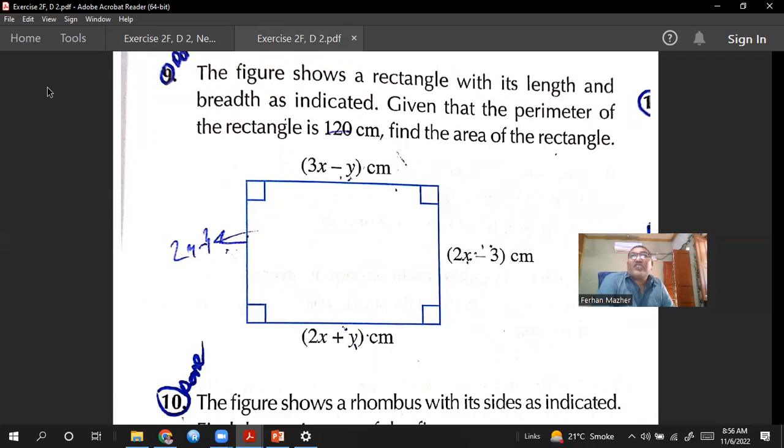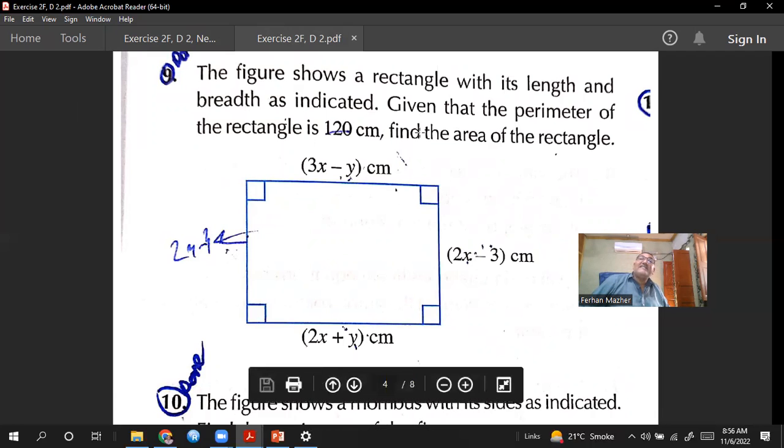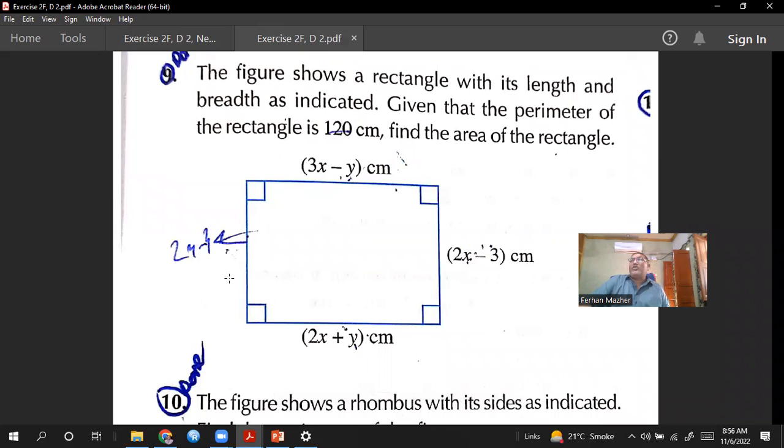He says the figure shows a rectangle with its length and breadth as indicated. Given that the perimeter of the rectangle is 120 centimeter, find the area of the rectangle. So here we have a rectangle, and in the rectangle, the opposite sides are equal to each other. So this side and this side are equal to each other. This side and this side are equal to each other. And another important thing is the perimeter of the rectangle is given. The perimeter formula is, the perimeter is 2 length plus 2 width, and that is 120 centimeters.